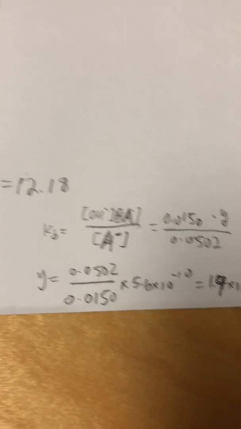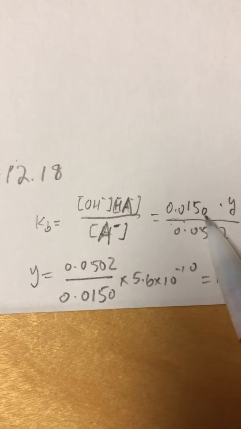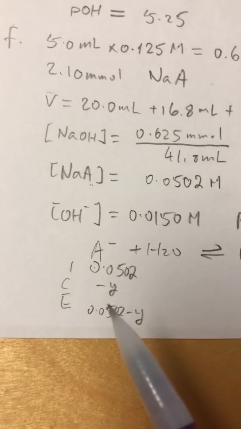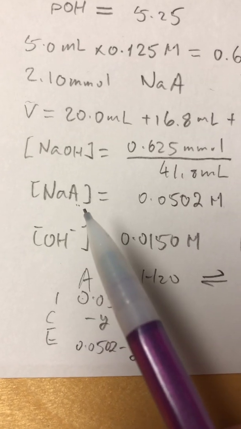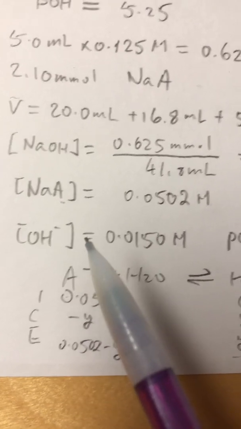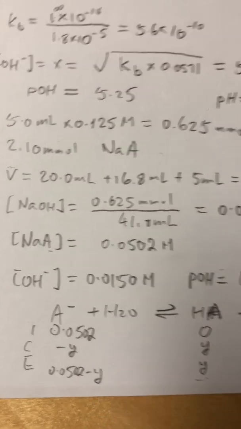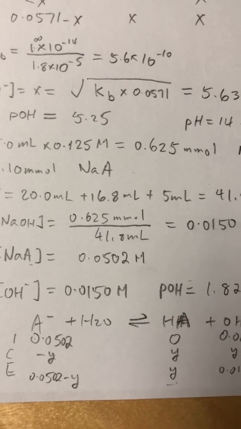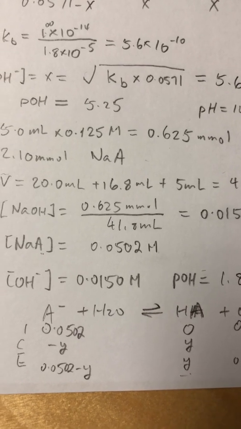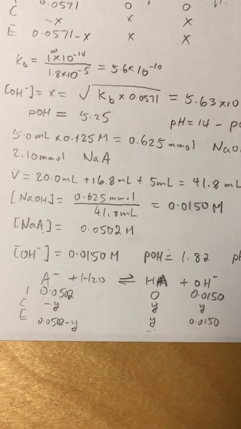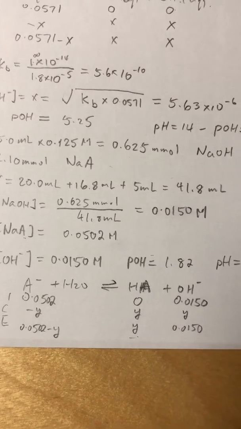So this y compared with 0.0150 is really small, 10 to the negative 9th power. So the contribution from the weak base sodium A is very, very small. You don't really have to worry about this. It is negligible. So for a mixture of a strong acid with a weak acid, or a strong base with a weak base, you only have to consider the contribution from the strong one in most cases.